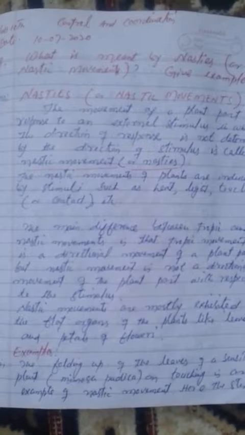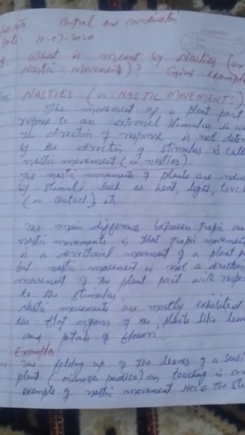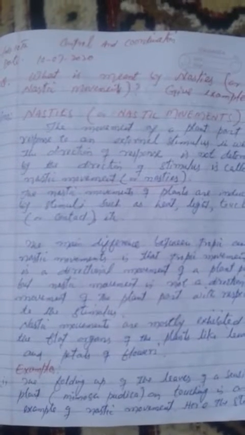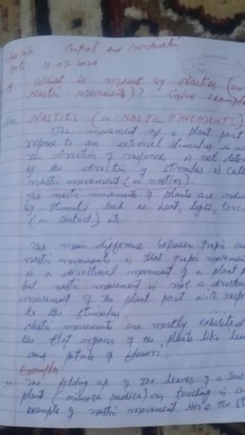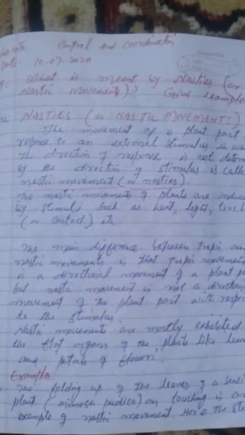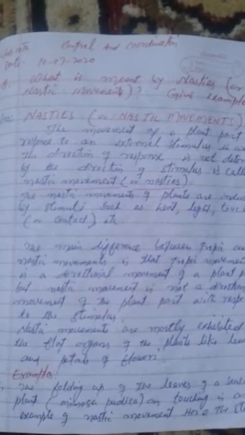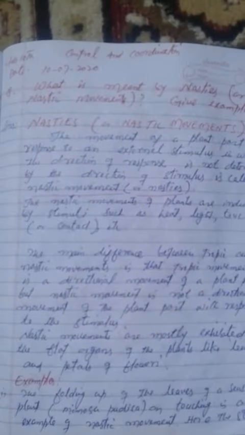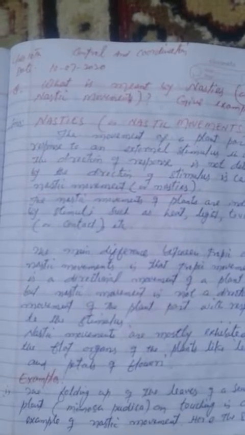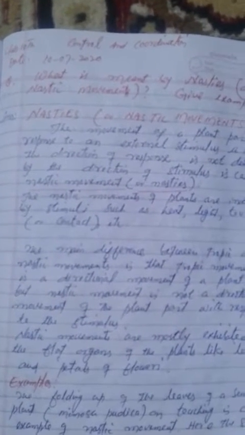So in tropism, which we have studied, a plant part either moves towards the stimulus or away from the stimulus. However, in some plants, the movement of the plant part is neither towards the stimulus nor away from the stimulus. That is, the movement of the plant part in some plants is not in a particular direction with respect to the stimulus.